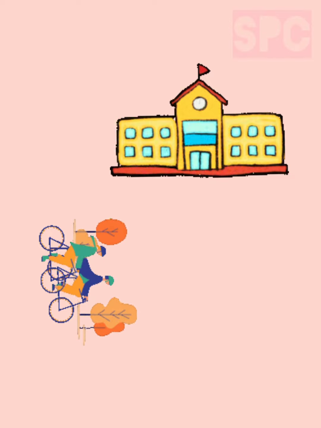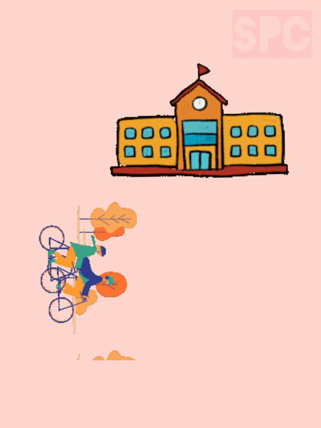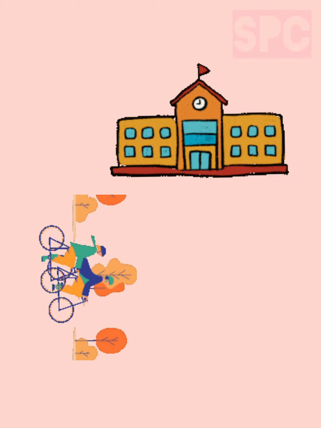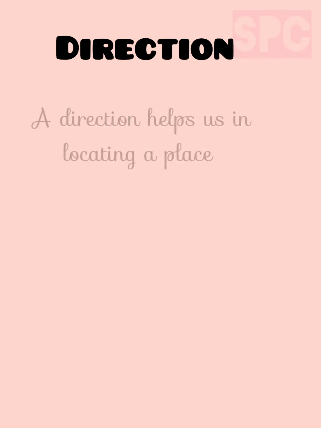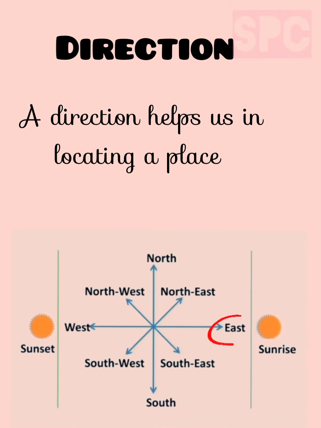Students, suppose your school is in the north direction and you start cycling in the south direction. Tell me, will you ever be able to reach your school? No. So that is why to reach a particular place, it is very important to have a sense of directions. A direction helps us in locating a place. We have four main directions: east, west, north and south.